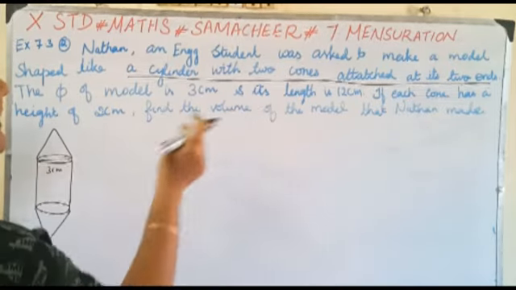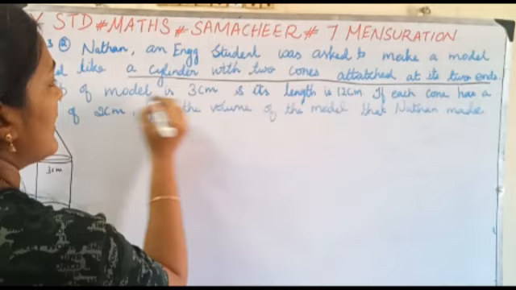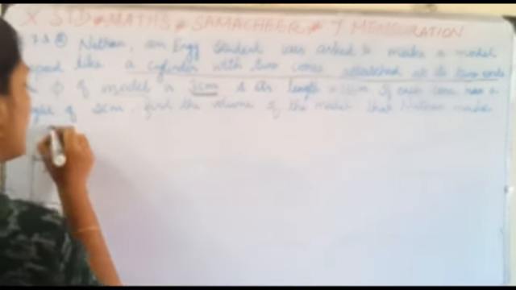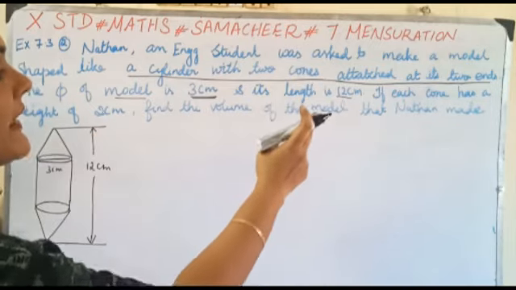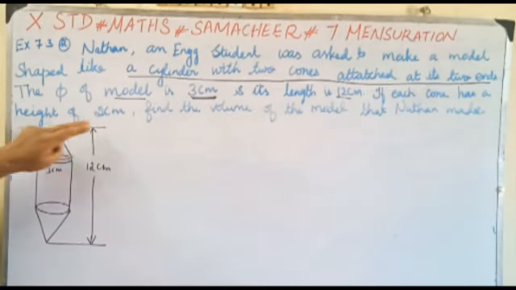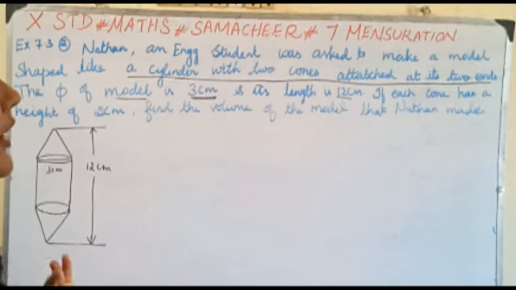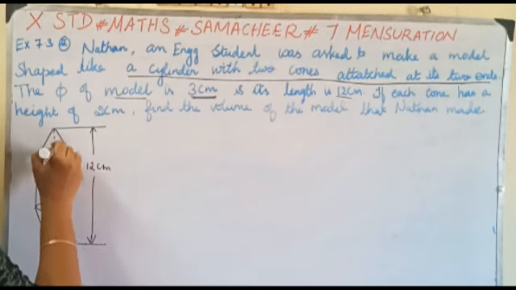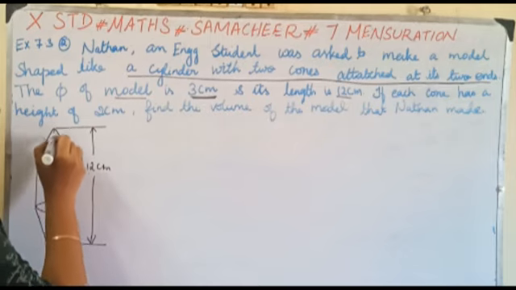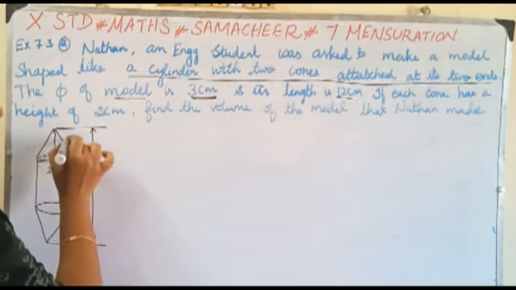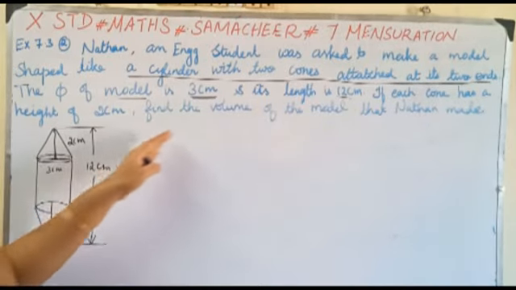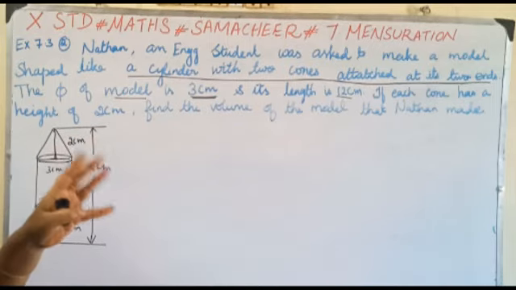And its length is, see, it is for the model. The model diameter is 3 centimeters and this model's length is 12 centimeters. If each cone has a height of 2 centimeters, find the volume of the model. See, we have attached two cones at both ends. So the height is given as 2 centimeters. Then they are asking you to find the volume of the model which Nathan made.